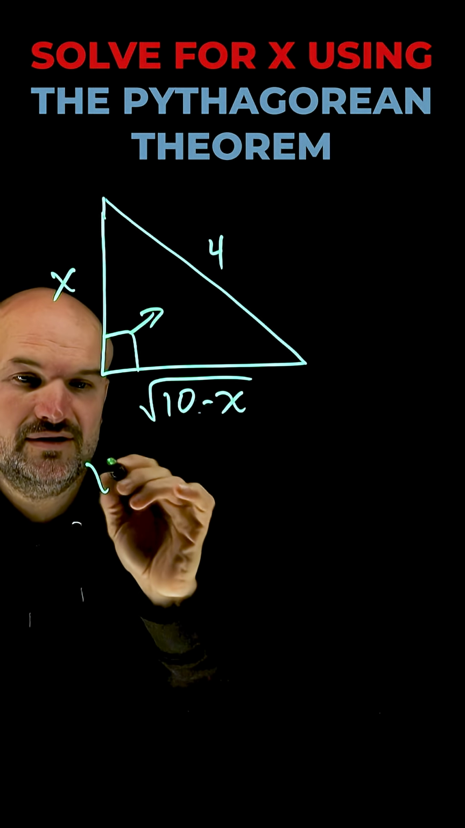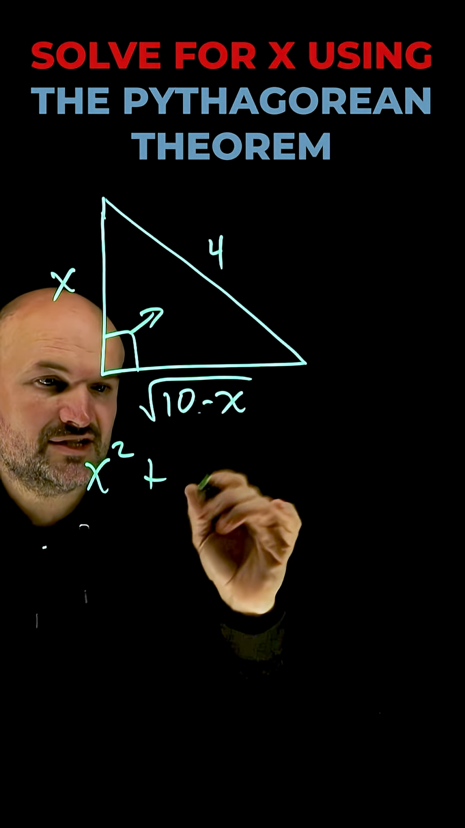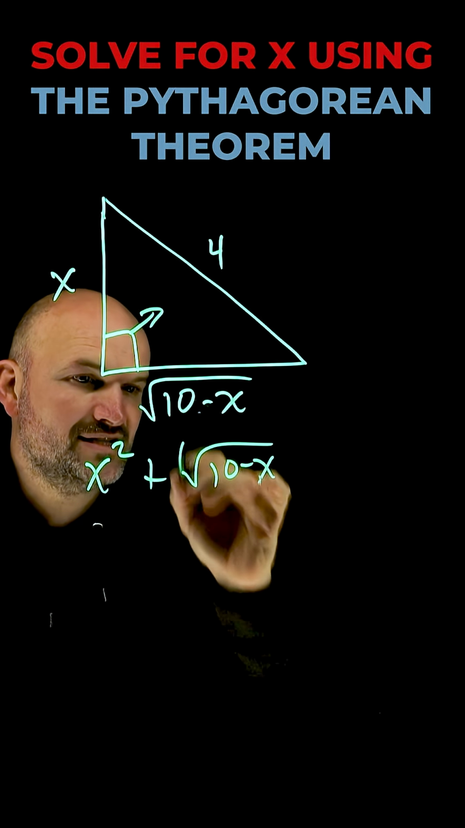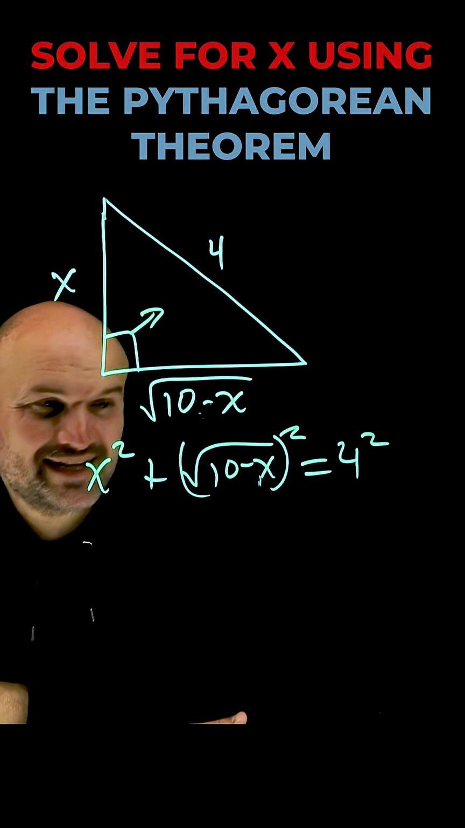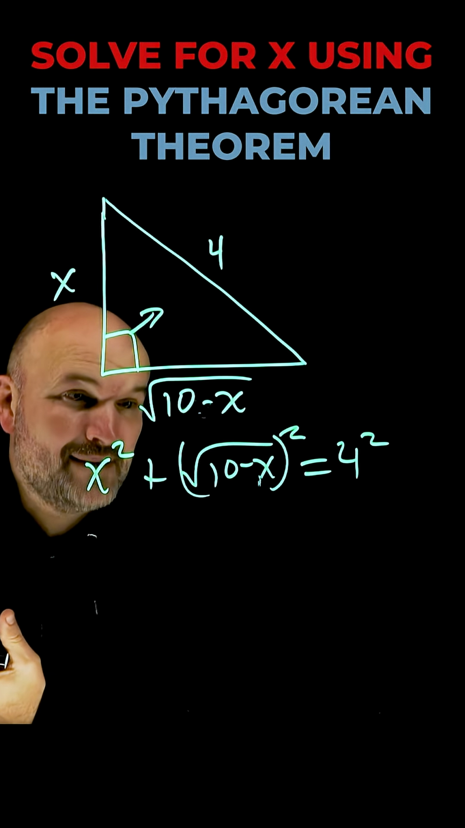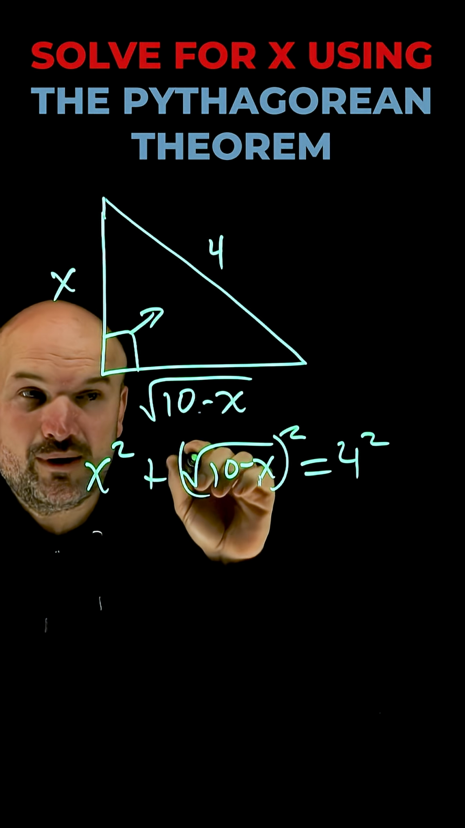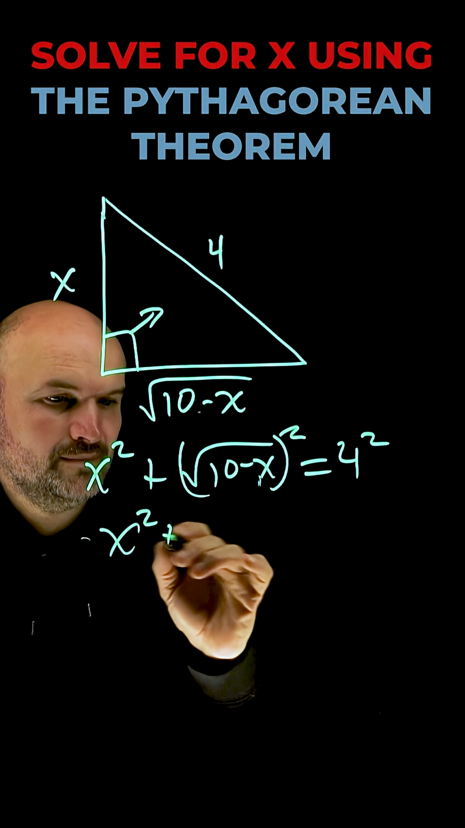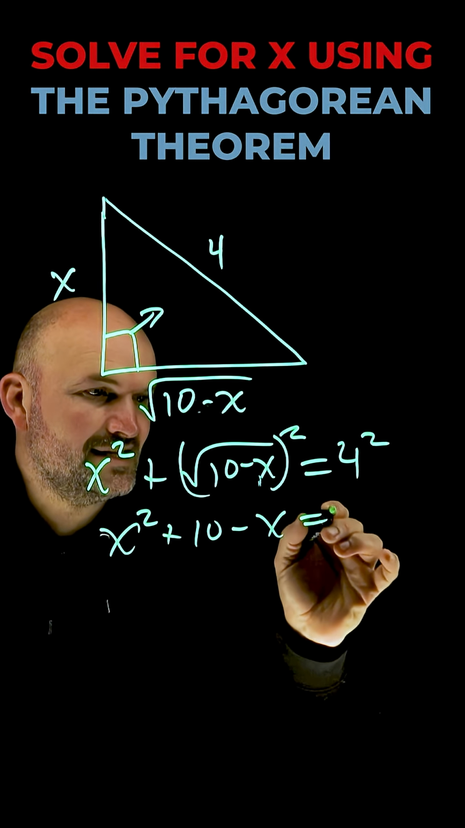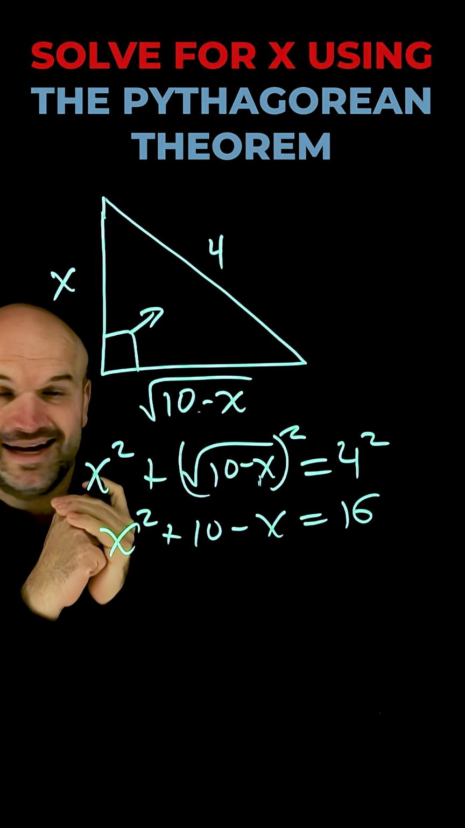So I have leg squared, so this one, x squared, plus my other leg squared, which is square root of 10 minus x, quantity squared, is equal to 4 squared. Now, a lot of times students don't like seeing radicals inside of this, but this is actually not that bad at all because the inverse operation of the square root is squaring. So therefore, I can just simplify this to x squared plus 10 minus x is equal to 16.